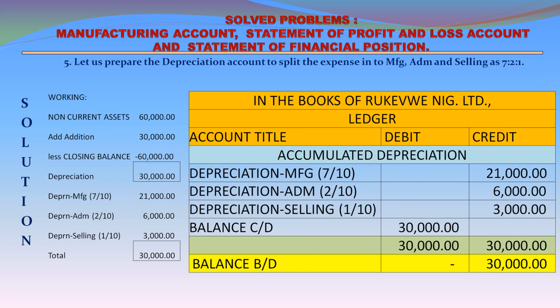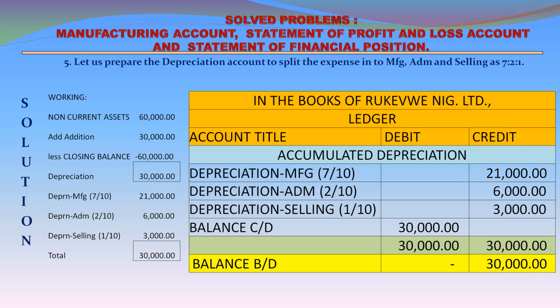Let us prepare the depreciation account to split the expenses into manufacturing, admin and selling in the ratio of 7:2:1. Workings. Non-current assets 60,000. Add addition 30,000. Less closing balance 60,000. Depreciation 30,000. This is split into manufacturing, admin and selling expenses in the ratio of 7:2:1. Depreciation manufacturing 21,000. Depreciation admin 6,000. Depreciation selling 3,000. Total depreciation 30,000.